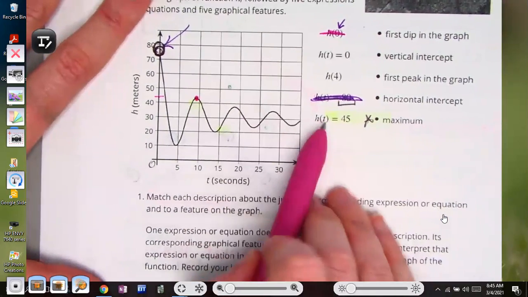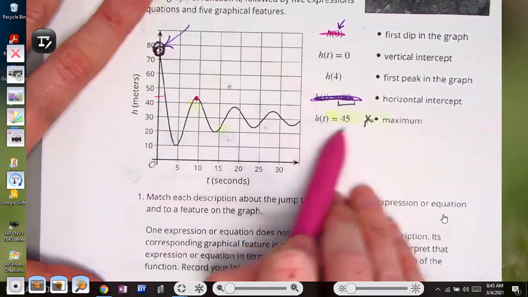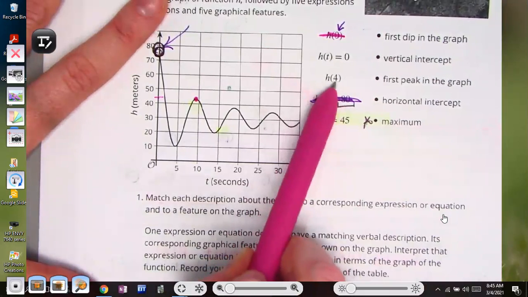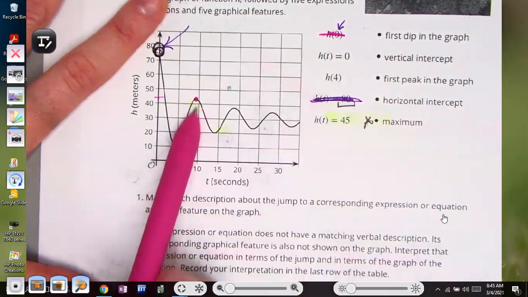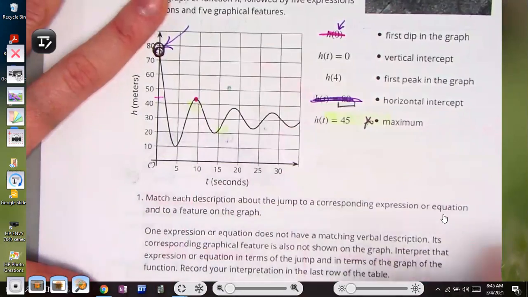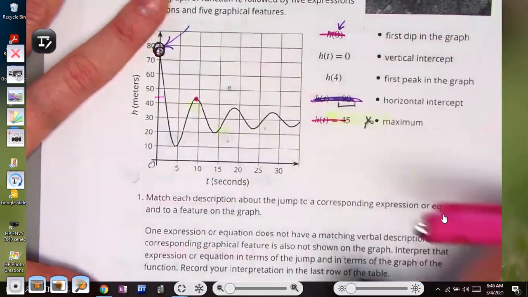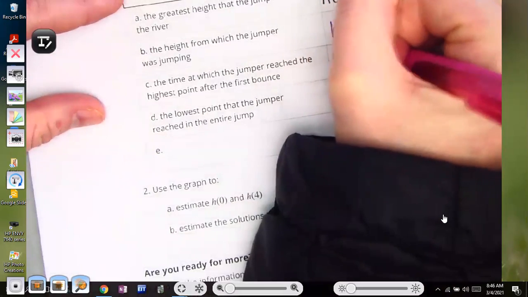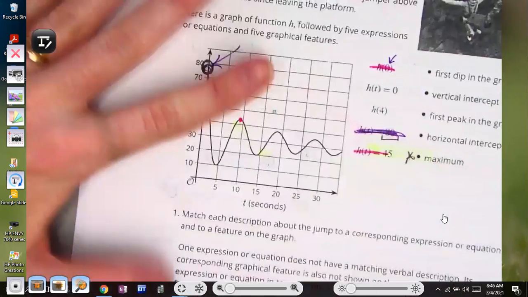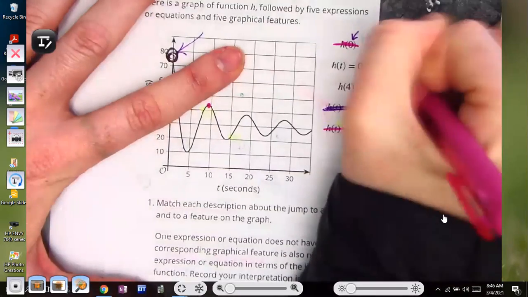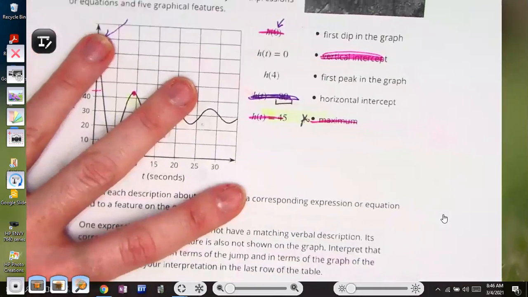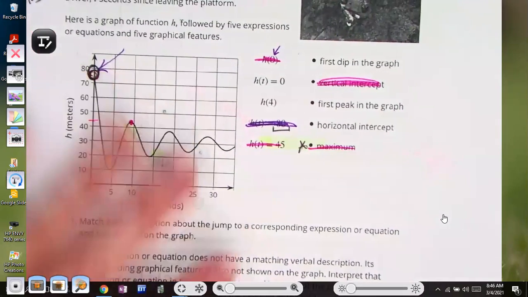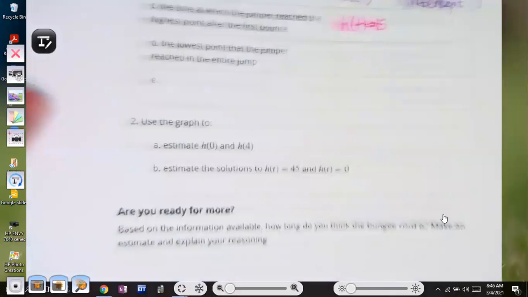H of t equals 45, because whatever my function is set equal to tells me the height, and it says 45. If I looked here, that's saying the time is 4 seconds. Is the time 4 seconds right here? No. So it would be h of t equals 45. We've already used the maximum. We've already used the vertical intercept. So what is this feature called on my graph? First peak in the graph.